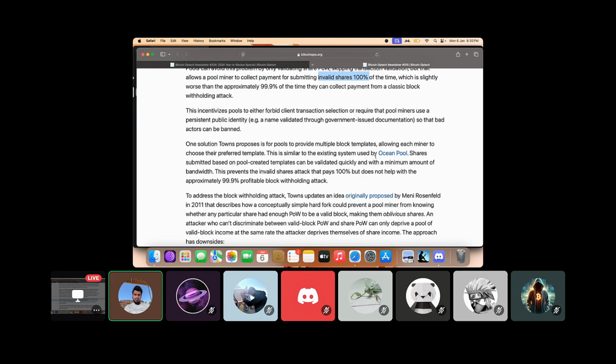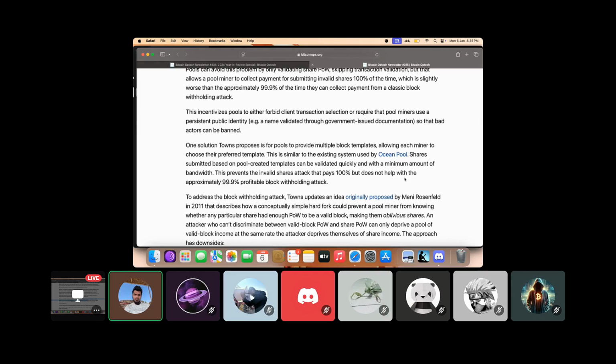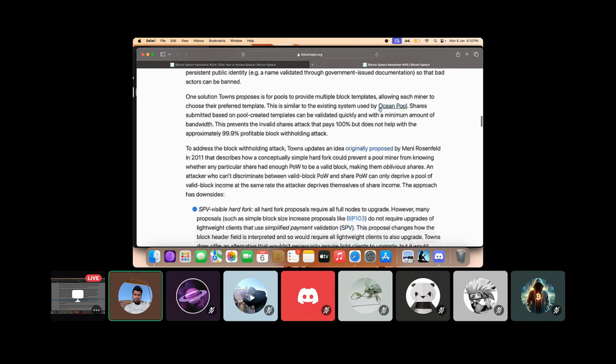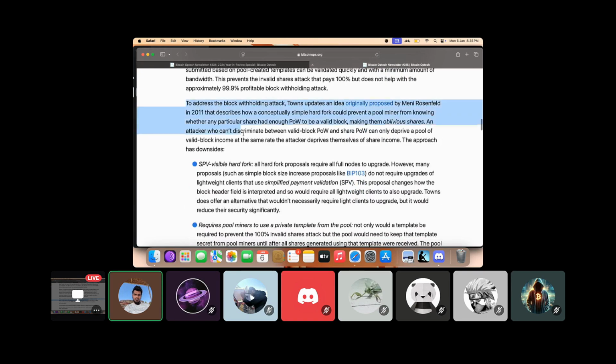This is a middle way that Ocean Pool started. It's not absolutely decentralized and it's not completely centralized. It's in the middle, giving the miners at least an option of choosing between three, four, five candidate block templates.